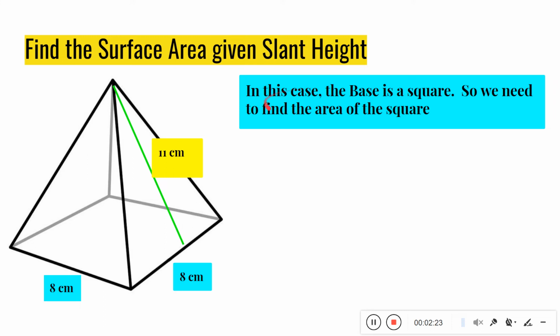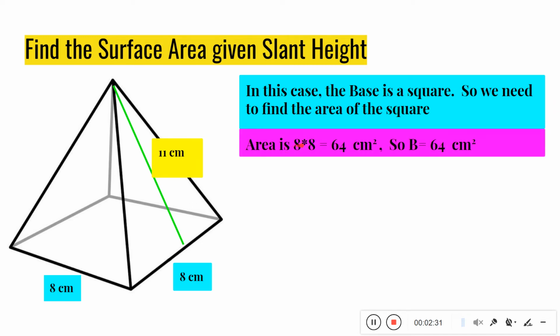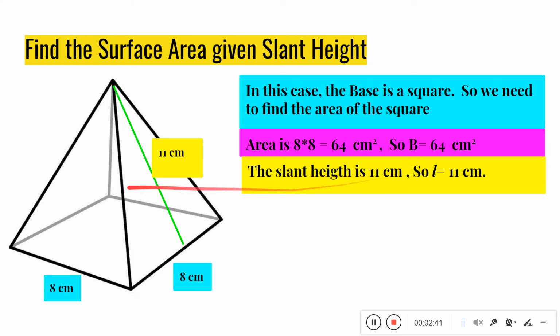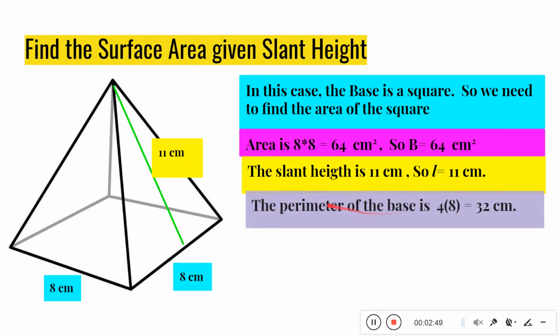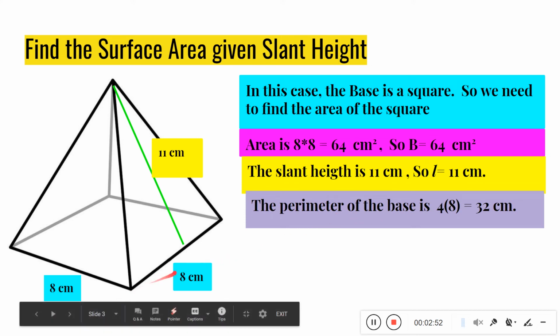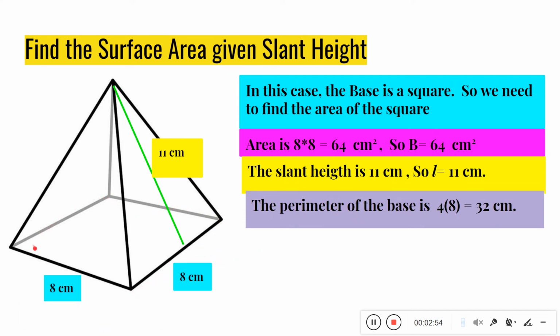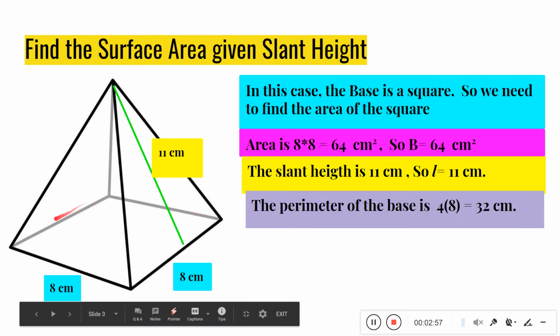So in this case, the base is a square. So we need to find the area of the square. That's B in my formula. So the area of the square is 8 by 8, 64 square centimeters. So the area of the base is 64 square centimeters. Then we need to find the slant height. Well, in this case, we're given the slant height. The slant height here, L, is 11 centimeters. The perimeter of the base is the distance all the way around the base. So it's 8 plus 8 plus 8 plus 8. So it's 4 times 8, or 32.